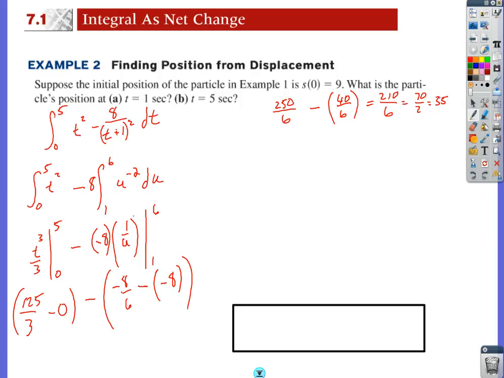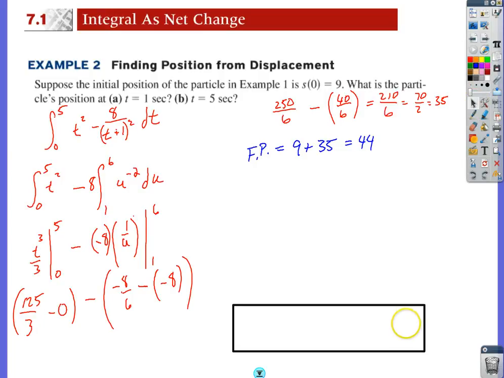Again, that's my displacement. So how do I find my final position? Well, my final position is equal to my initial position plus my displacement, which is then equal to 44. Great. But how can I repeat this over and over again? What was the process that I was doing over and over again?